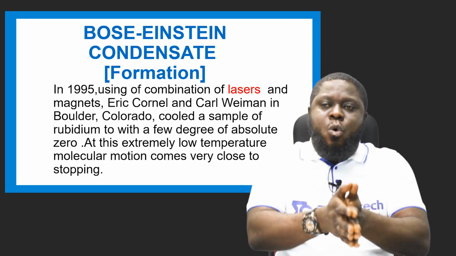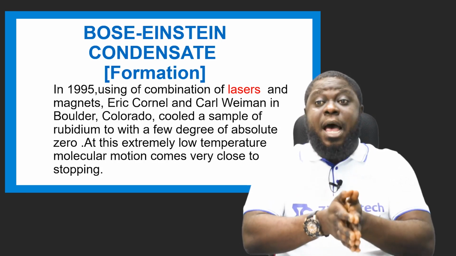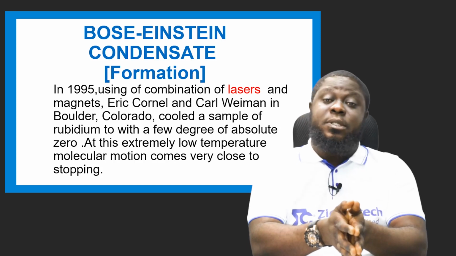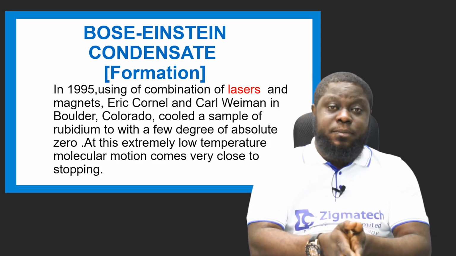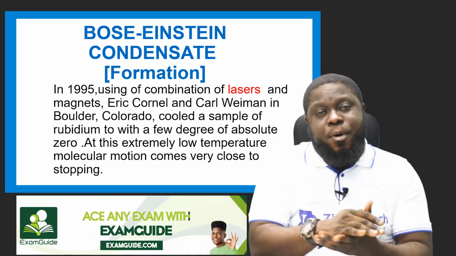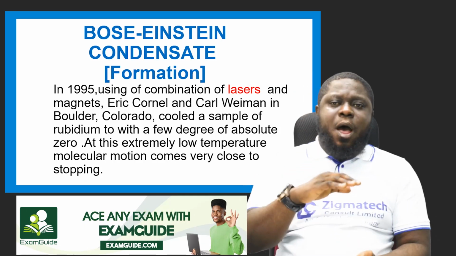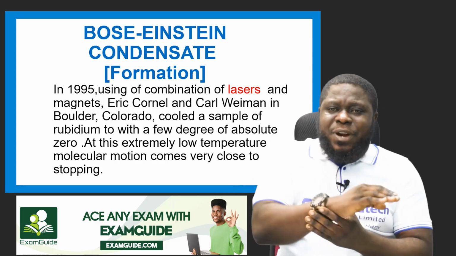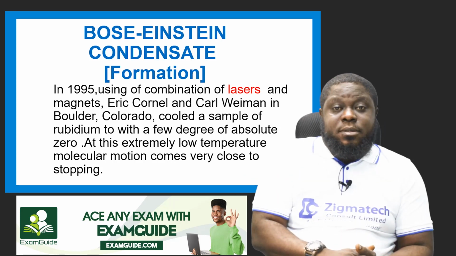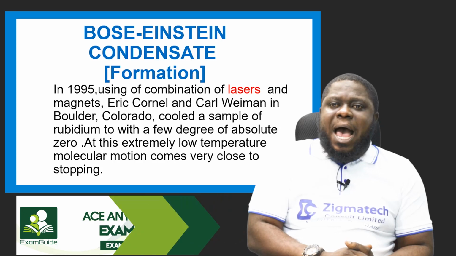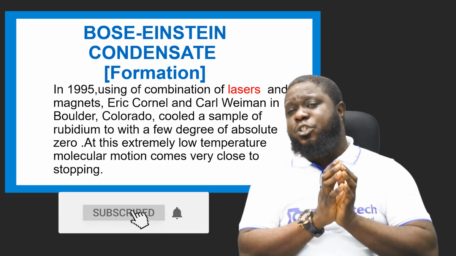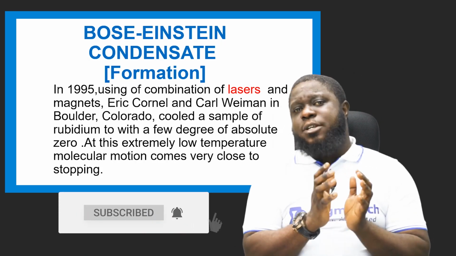Now, using a laser, using radiation, this rubidium was cooled below temperature. And as it's been cooled to a few degrees of absolute zero, that means below its freezing point. Below the metal's freezing point, that's what you're talking about. So now the metal is being frozen below its freezing point. And as it's being frozen, it turns more solid.